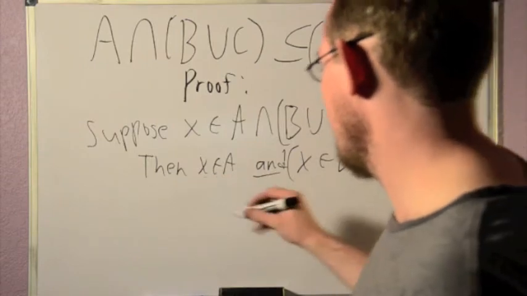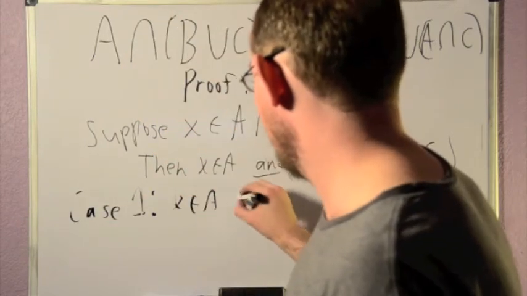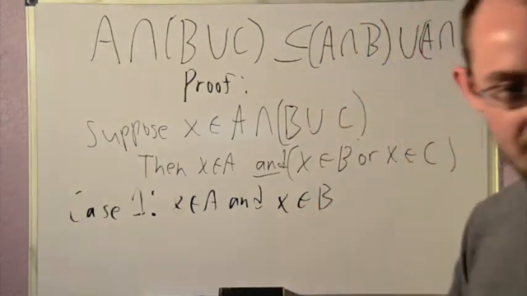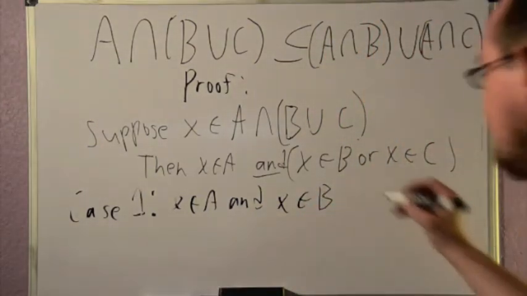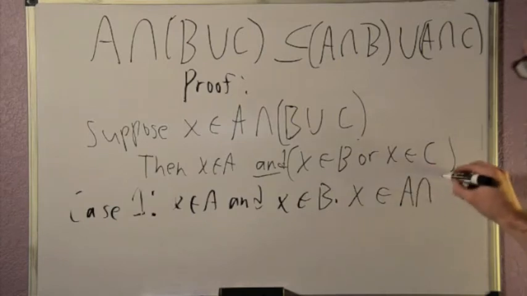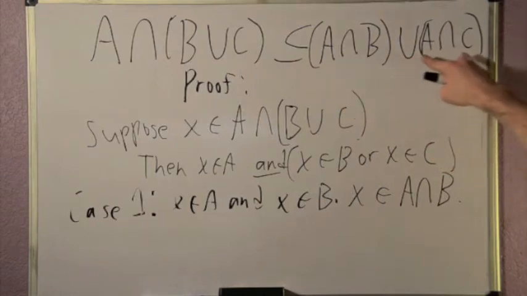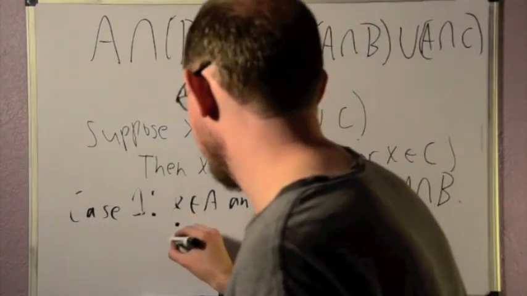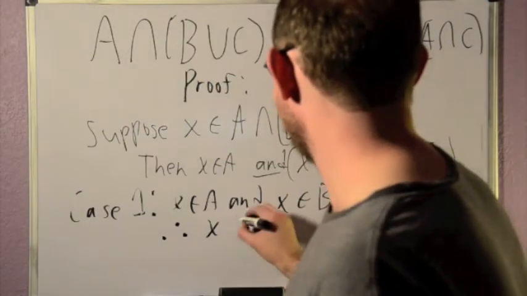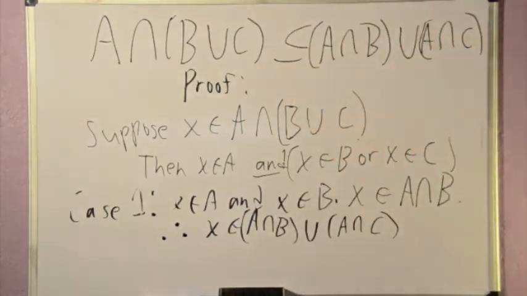Suppose first of all X is in A and it's in B. Case 1: X is in A and X is in B. This is one possible universe. In that case, X is an element of A intersection B. So therefore, we're in A intersection B or A intersection C, so we are in this set here on the right. Would you agree? Mm-hmm. So therefore, I'll use the three dots to mean therefore. Yay! Therefore, X is an element of (A intersection B) union (A intersection C). That's what happens in this case.